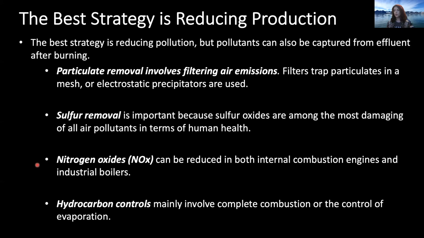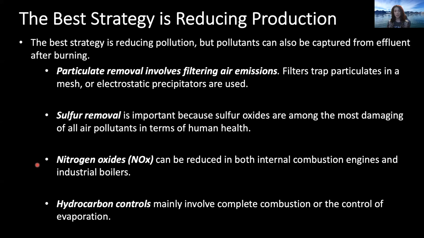We also have sulfur removal that's important because sulfur oxides are among the most damaging of all pollutants in terms of human health. Switching from soft coal with high sulfur content to low sulfur coal, like what is used at the Kingston fossil plant, is the surest way to reduce sulfur emissions. In addition, we have those nitrogen oxides. These can be reduced both in internal combustion engines and industrial boilers by as much as 50%, simply by carefully controlling the flow of air and fuel.